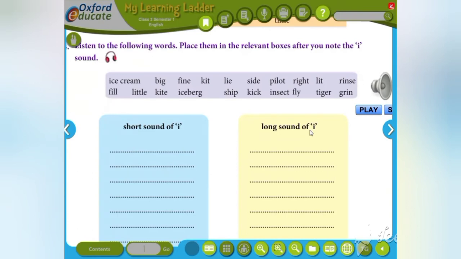So why does this word kit come here? In kit, the sound is coming as E, right? So E means the short sound of I. So you have to write it in the blue box. So this is the homework. I have explained how to find the short sound of I and the long sound of I. You have to write the remaining words and send me the snapshots. Okay, now we shall go to the next page.